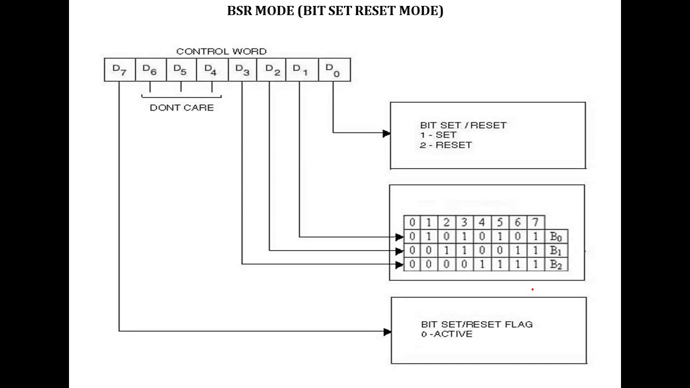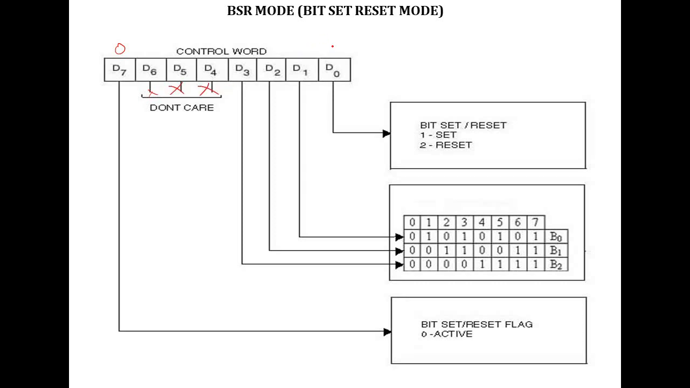In this, the leftmost bit D7 is 0. If this bit is 0, then this mode register, which is actually present inside the 8255 and has an address, is the register for BSR mode. So if the leftmost bit is 0, then obviously it is working as BSR mode, bit set and reset mode. So these 3 bits are not used.